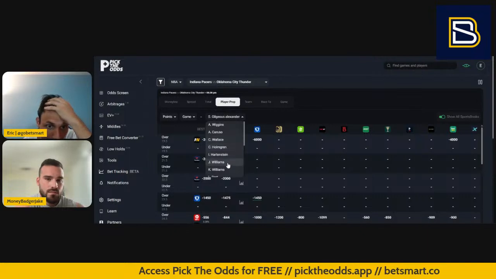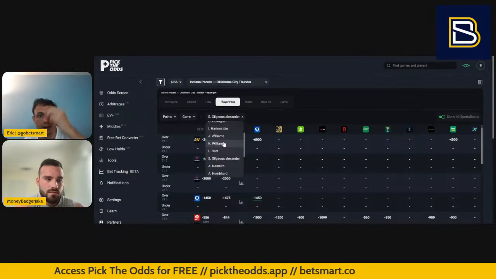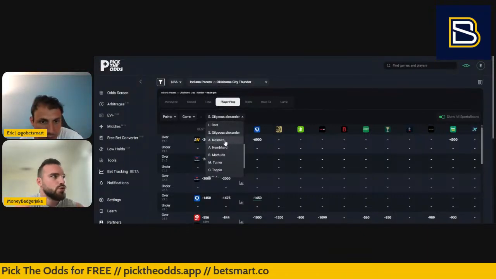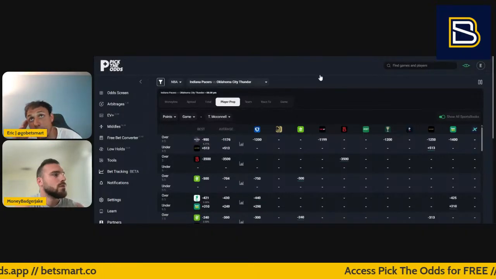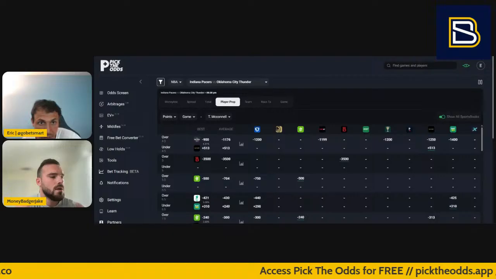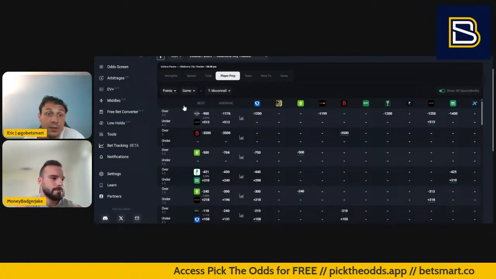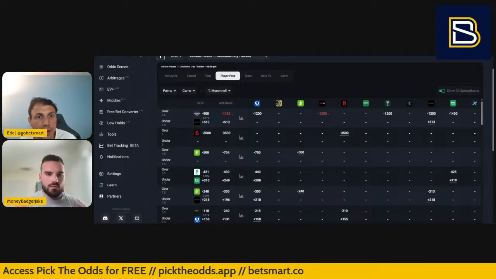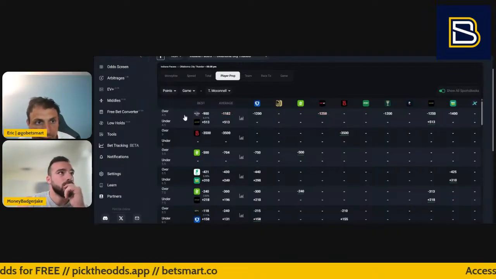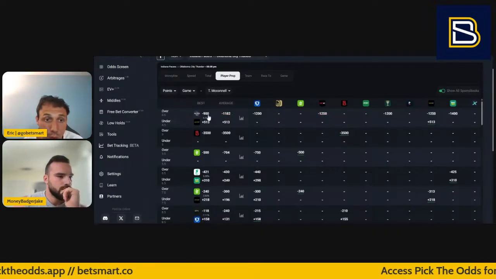Of course, CLV on props is not as indicative of a winner as big CLV on a game line. But I'm still curious here. And again, PTO, what's amazing is even if very few books show alternate lines, they still have all the alternate lines. So starting with McConnell 4.5.